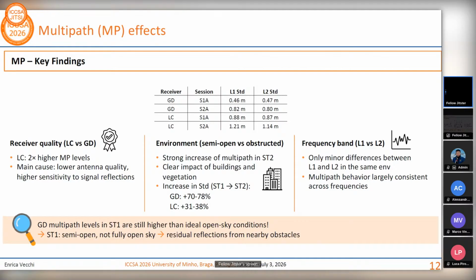For who is more inside this kind of studies, these values of the multipath are not very common because we are dealing with a semi-open environment. So commonly, if we have favorable conditions, values are different.